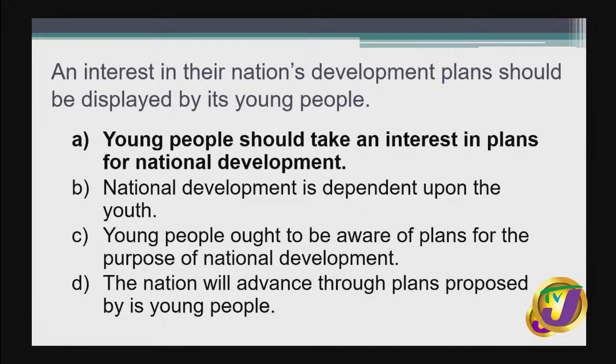So that is more of an affirmative. C is more of a passive type of statement. They should be aware. Whereas A says young people should take an interest. So it's more of an affirmative action that is taking place, similar to the original statement. So I know that a few of you got thrown off by C. That's why they're called distractors. They're there to take your eyes off the real answer. So you have to be careful. All right, so let's look at the next one.